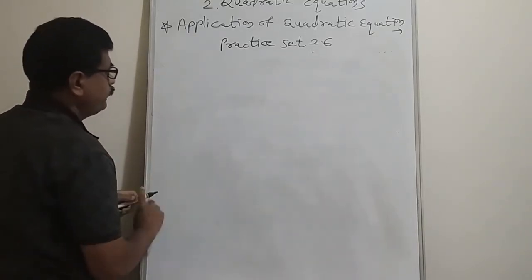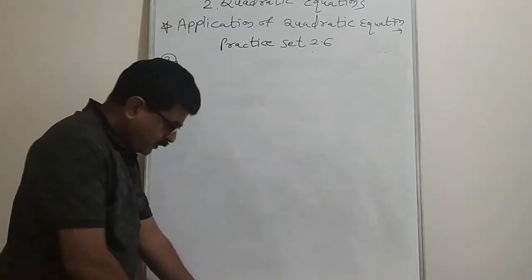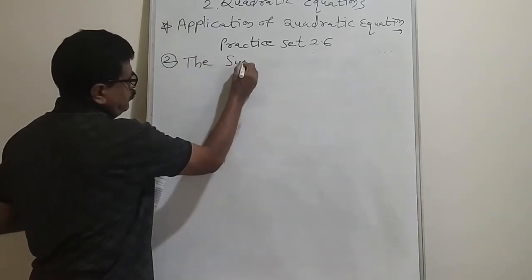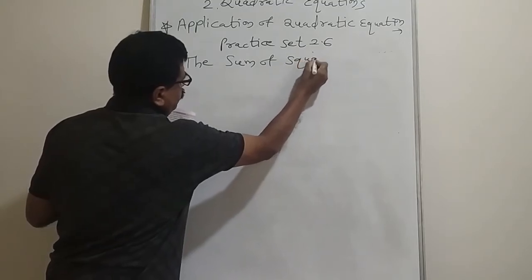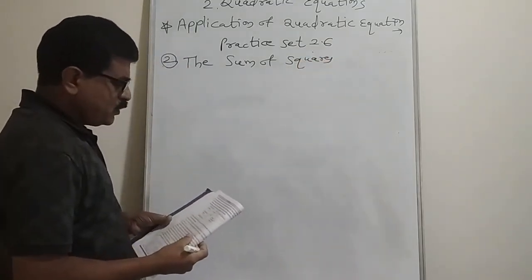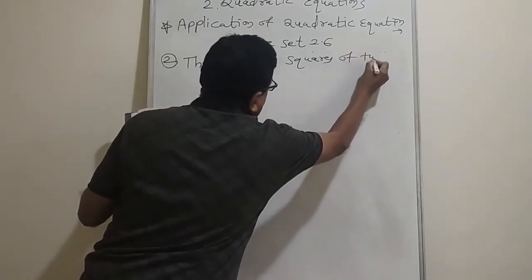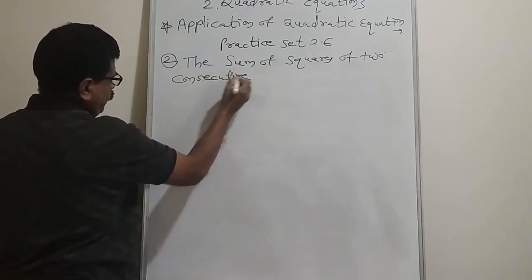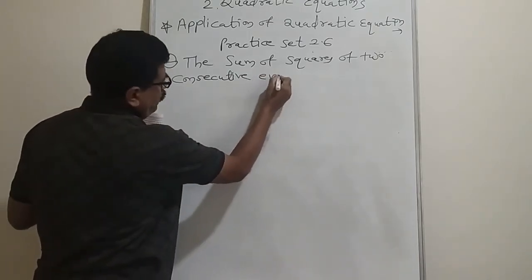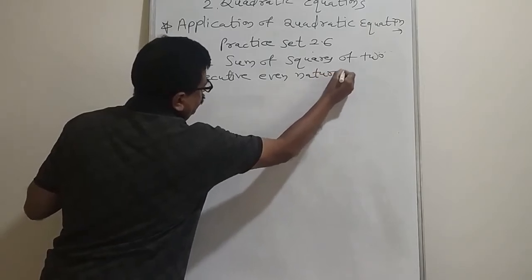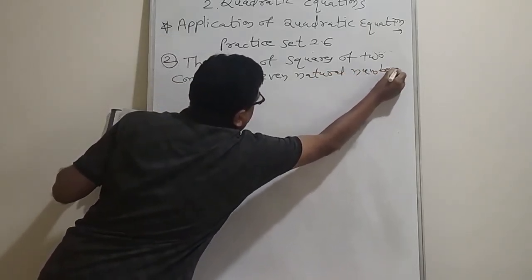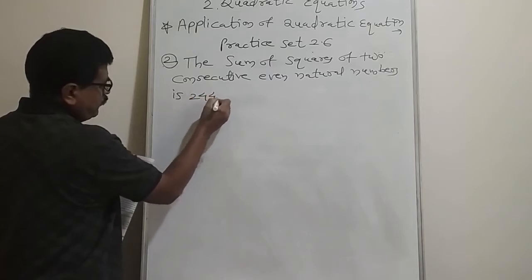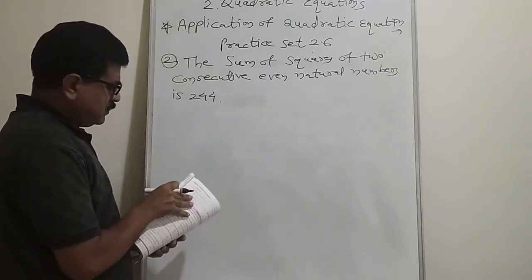Now second example, number 2. The sum of squares of two consecutive even natural numbers is 244. Find the numbers.